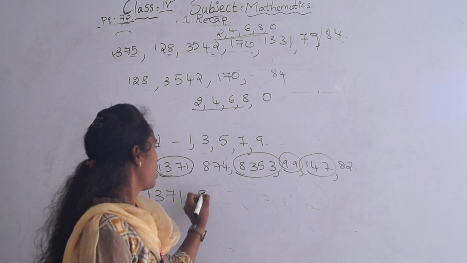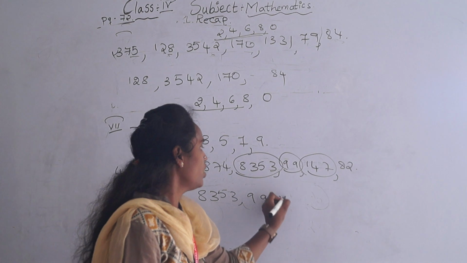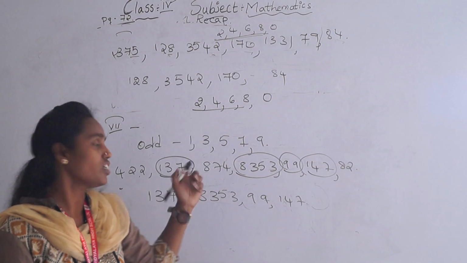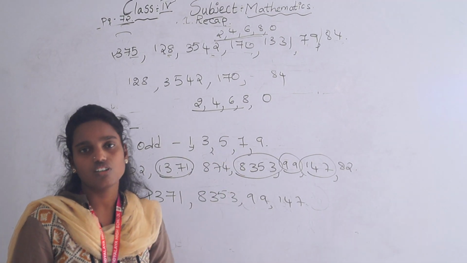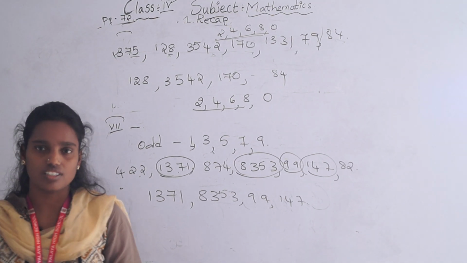1371, 8353, 99, 147. So by this, odd numbers always end with 1, 3, 5, 7, 9. Got it, children? Okay. Thank you. We will continue in the next class.